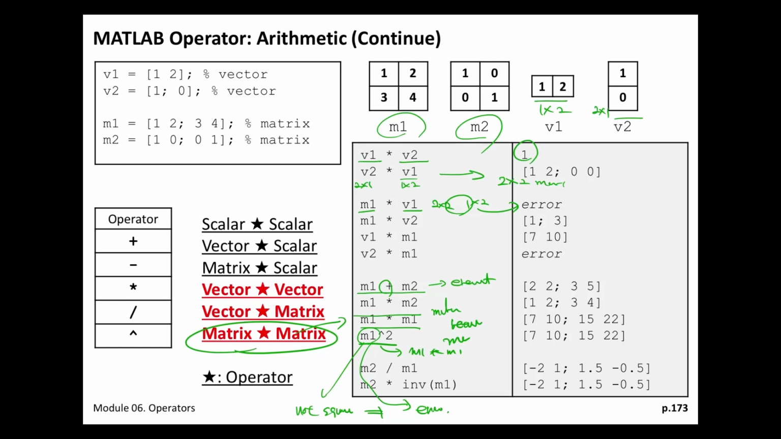Okay, so what is the backslash? We saw this operator in the division between a scalar and a vector or matrix. When we use the backslash between matrices, that's a matrix division. It's not just a simple division. Okay, it's not a numeric division. That is identical to the matrix multiplication with M2. M2 backslash M1 is the same as M2 times the inverse of M1.